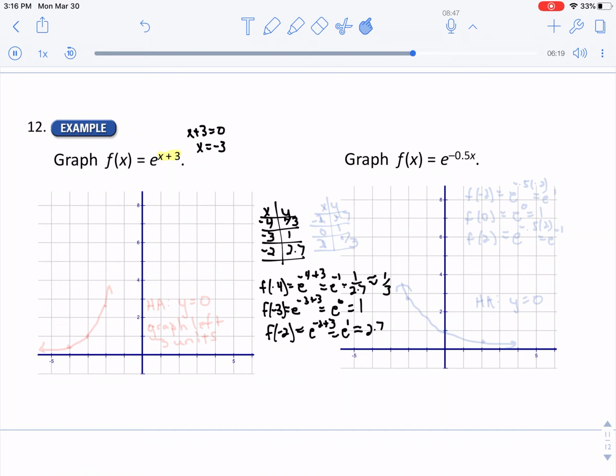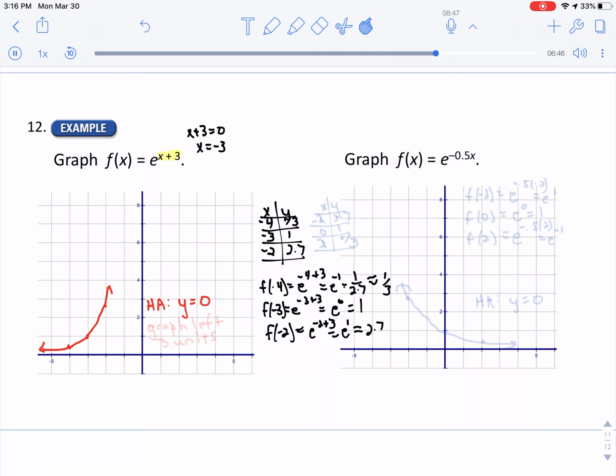So on our grid, we're going to plot these points. We're going to plot negative 4, 1/3, and negative 3, 1, and negative 2, 2.7. There's our exponential growth curve. Notice that, again, the horizontal asymptote is y equals 0.